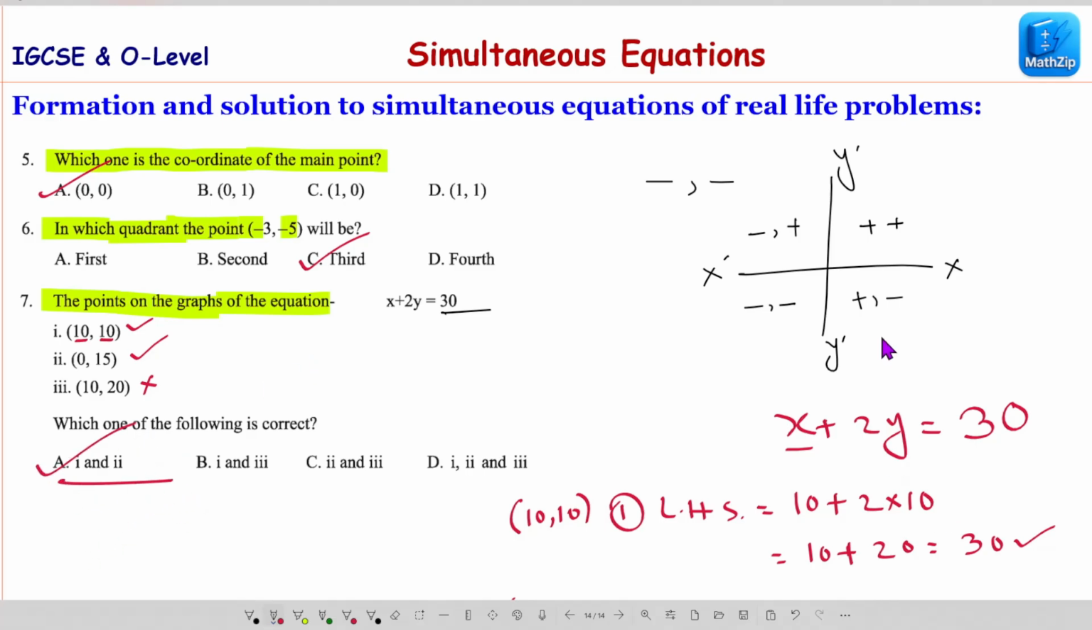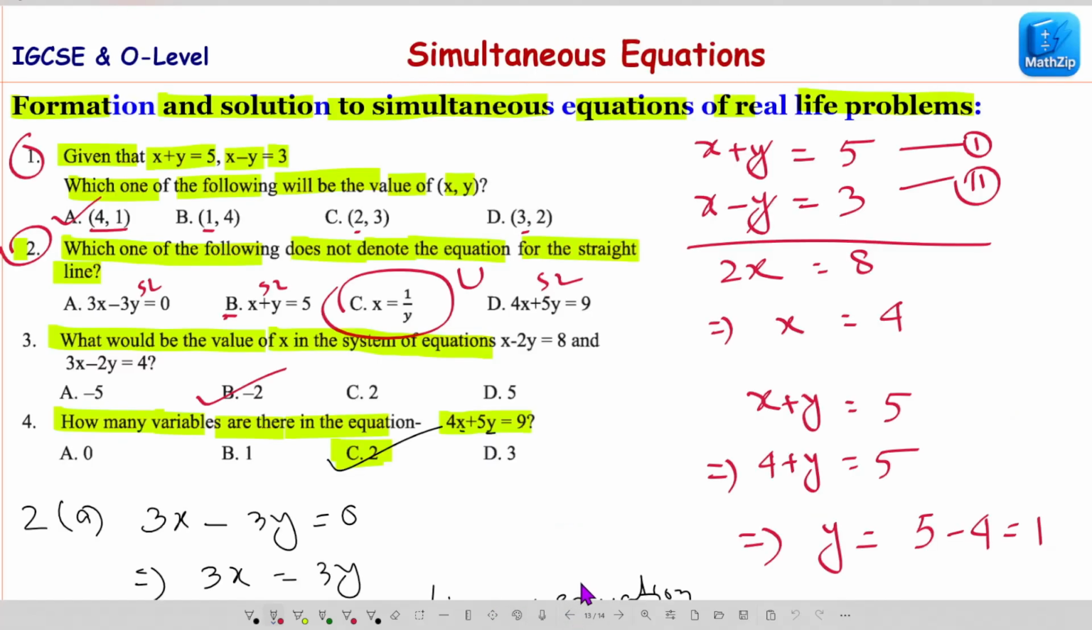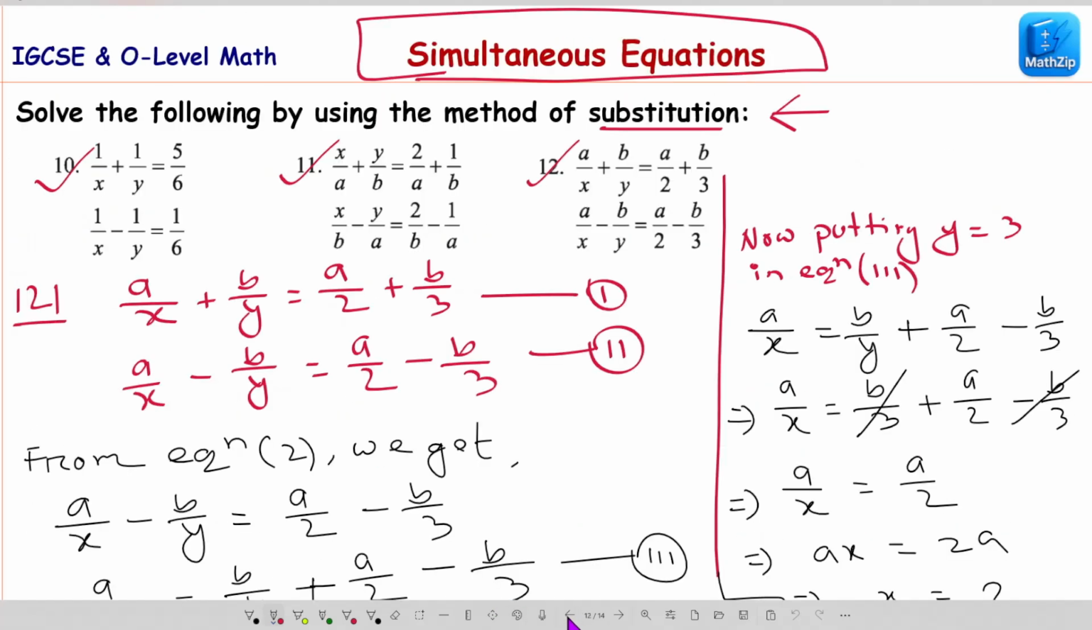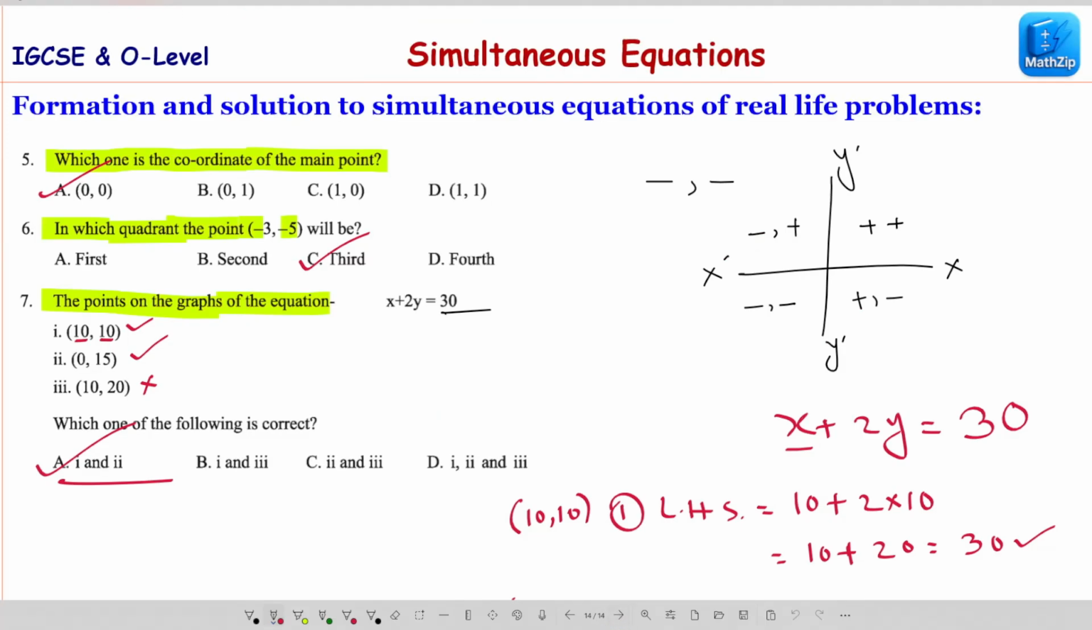So no more today. This is episode 1 of new videos, or we can continue. This is simultaneous equations, because in the last video we tried to solve simultaneous equations by using the method of substitution, and here is our real life problem. Okay, so I hope you cleared this one.